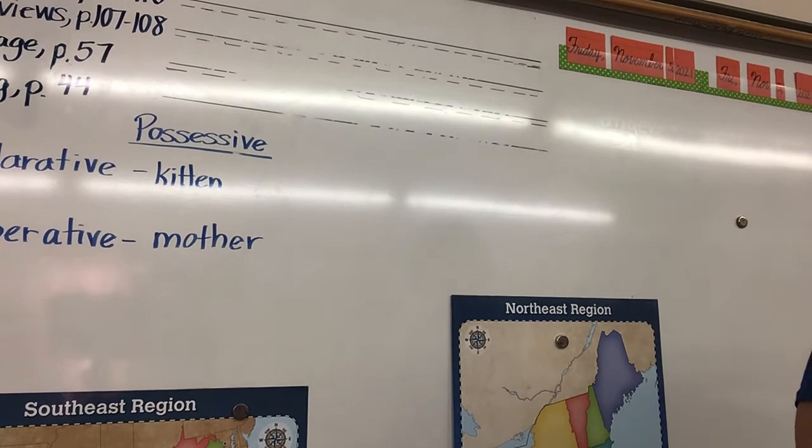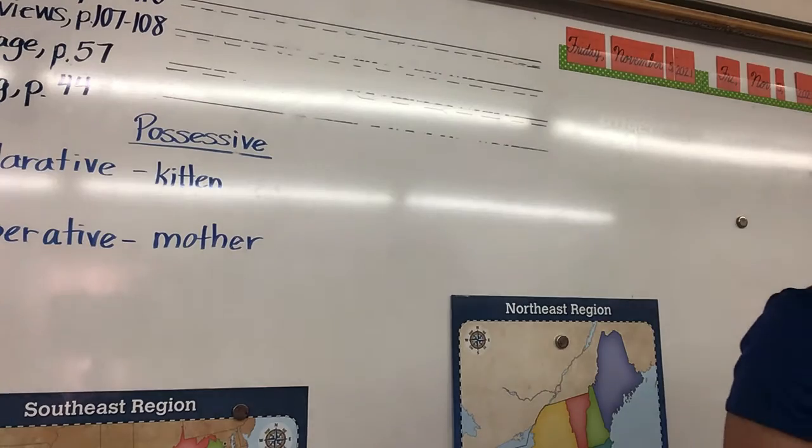Okay? So what do you call, I ask you again, the narrow leaves on a pine tree? Needles. Remember, they're sharp and pokey like a needle.